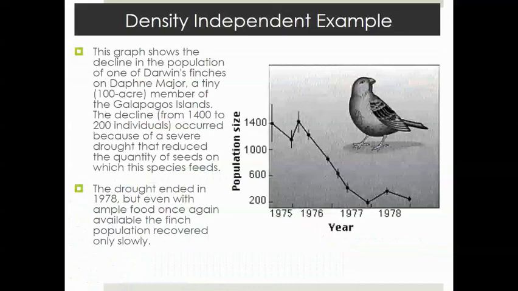And even though the drought ended in 1978, it was too much and the birds couldn't recover. So this was an example of an abiotic factor, drought, going ahead and influencing the number of organisms that live in an area, affecting the number of finches there, as well as the food that was available, which causes the size of the population to decrease.